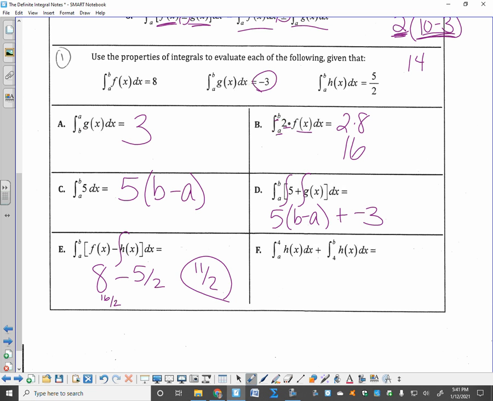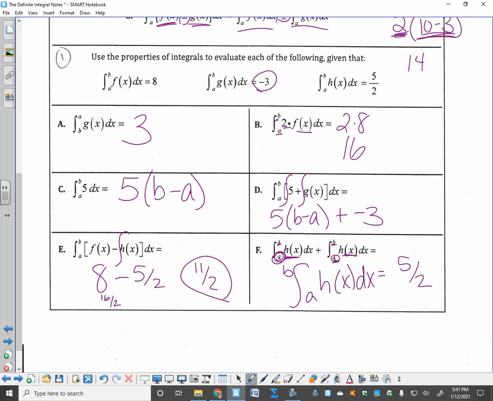Okay, so this one has h of x. He's going from A to 4, and he's going from 4 to B. So this one's going from A to 4. This one's picking up where he left off. So really, it's just the integral from A to B of h of x dx, which is 5 over 2.